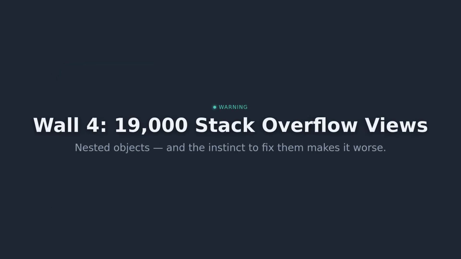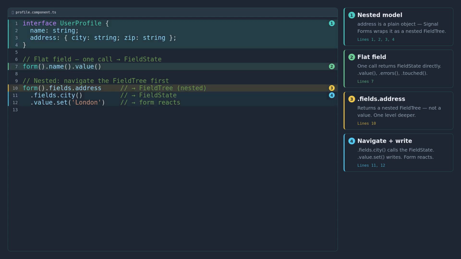It gets worse. Wall 4 has 19,000 Stack Overflow views. The moment you go from a flat object to a nested one, everything breaks, and the instinct to fix it makes it worse. Every nested object becomes its own field tree. Flat field, 1 call, field state. Nested, navigate first. form.fields.address is a field tree, not a value. .fields.city is field state. .value.set, form reacts, no spreading.